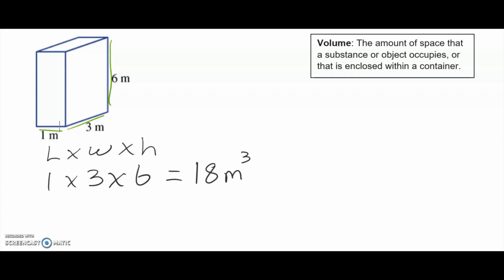Now, please remember to keep your units in there, as it's extremely important. If you don't have meters cubed in there, I don't know if we're working in area, perimeter, volume, or anything else.